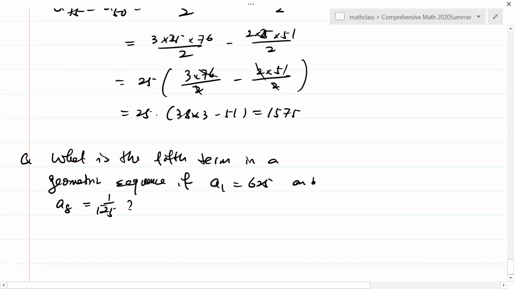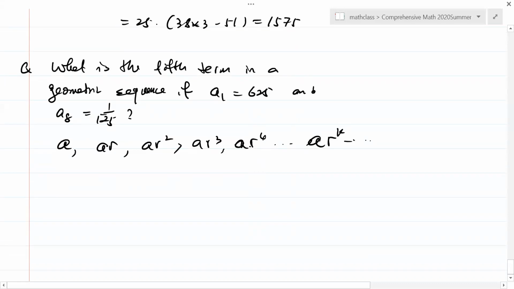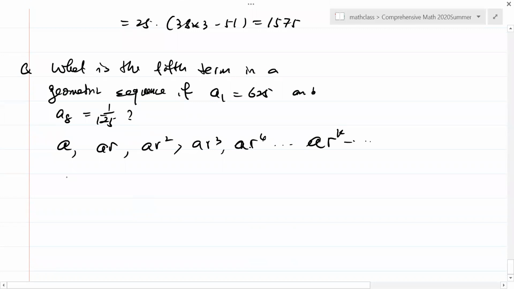First of all, it's a geometric sequence, right? So you know that a geometric sequence can be written in the form a, ar, ar squared, ar cubed, and ar to the fourth, and the general term is a times r to the k. We're given the following information: a is going to be 625, and a times r to the 7th is 1 over 125.